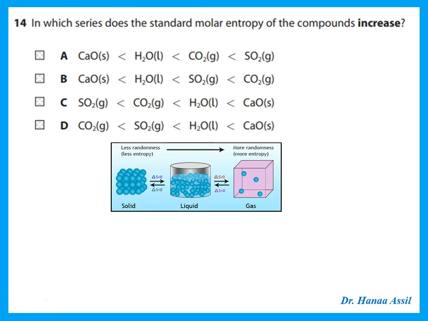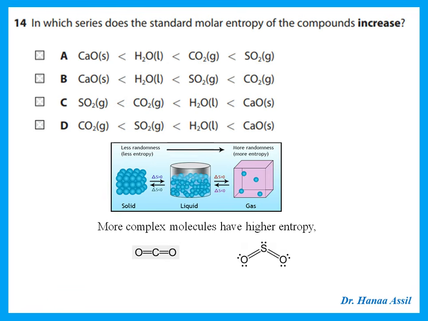Now, the next choice would be which one would have more entropy, CO2 or SO2? Well, you should realize that more complex molecules have higher entropy, and that means if I have CO2, this has a total number of electrons of 22. Sulfur dioxide has a total number of electrons of 32, and that means the sulfur dioxide would have higher entropy than carbon dioxide.